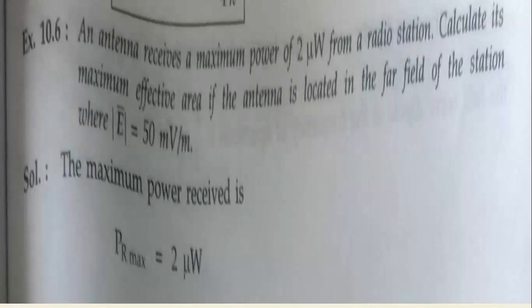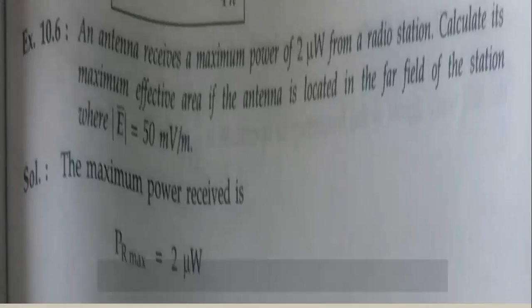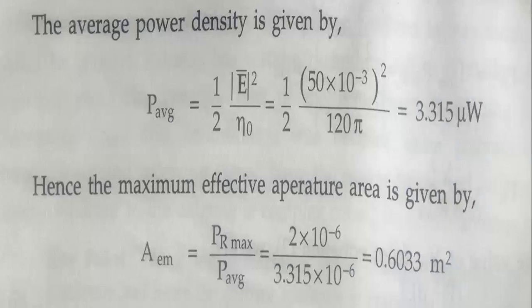where mod of E is equal to 50 millivolt per meter. Here the maximum power received, PR max, by the antenna is 2 microwatt, as given. The average power density is given by P average. This type of numerical we have solved earlier, in finding the Poynting vector theorems.